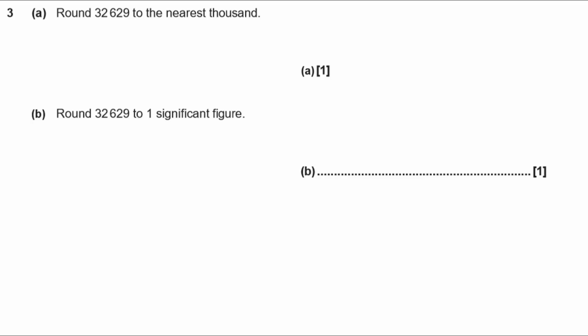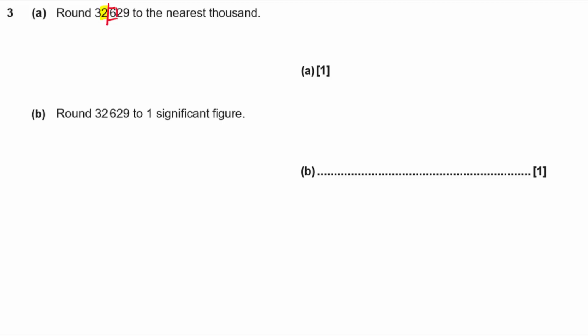Round 32,629 to the nearest thousand. Well, the thousands are this digit here, aren't they? That's the thousands. The 3 is tens of thousands, the 2 is thousands, 6 is hundreds. So I need to round off after that 2. That's the cut point. So everything after that cut line is going to get thrown away. But just before we do, we just need to check out the value of the next digit along, which is 6. And then if it's 5 or more, we need to raise the score. We're going to round up.